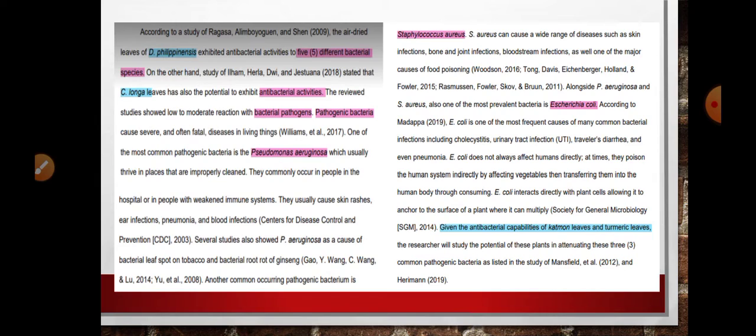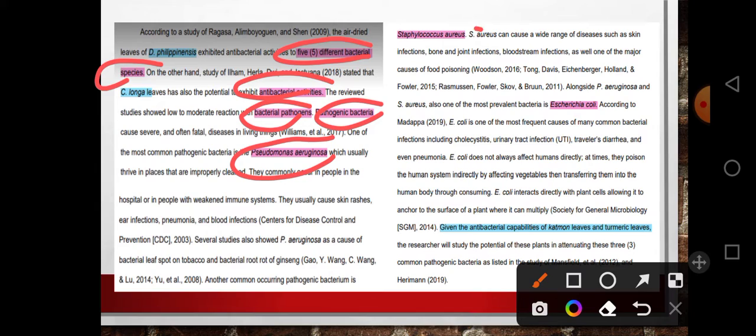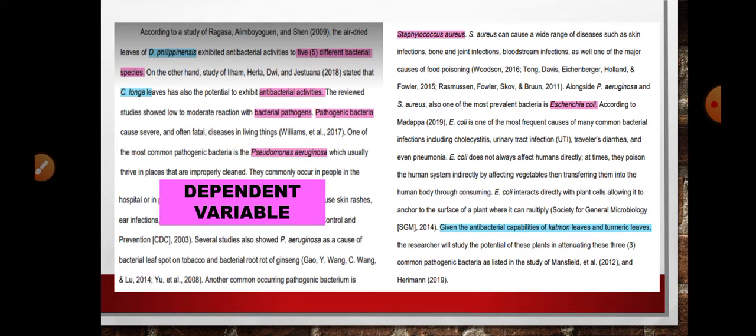The words highlighted in pink, we have bacterial species, antibacterial activities, bacterial pathogens, pathogenic bacteria, Pseudomonas aeruginosa, Staphylococcus aureus, and Escherichia coli. So what do they have in common? What are they referring to? Actually, class, the words highlighted in pink discuss our dependent variables, or the DV.